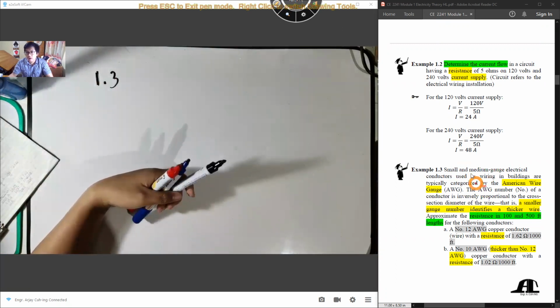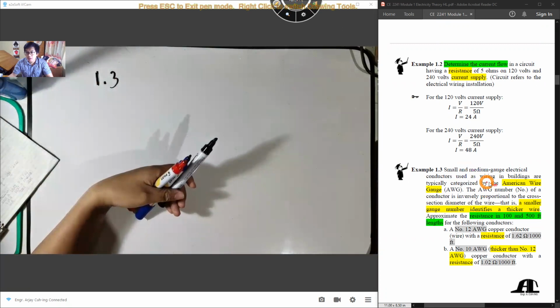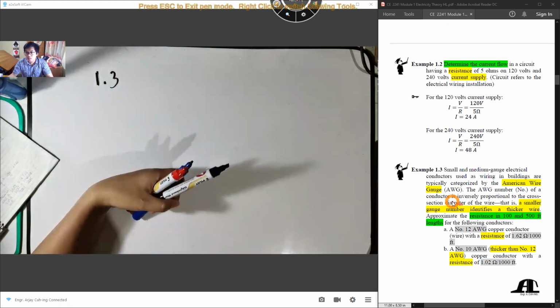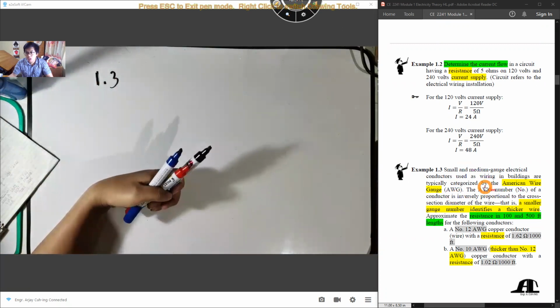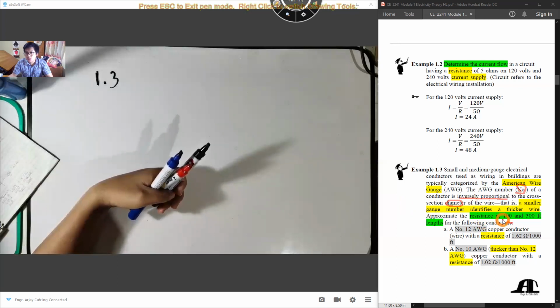Categorized by the American wire gauge. So, the American gauge number of a conductor is inversely proportional to the sectional area. So, the lower the number, the larger the diameter, because it's inversely proportional. Okay? So, what are our givens? Approximate the resistance in length.